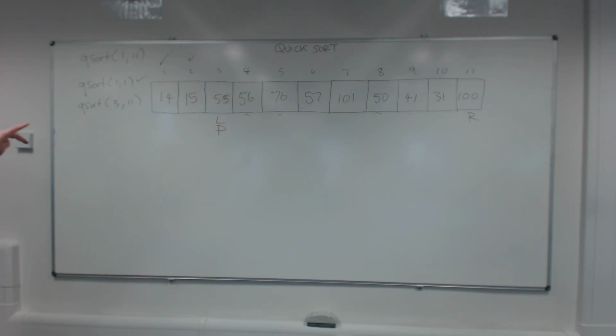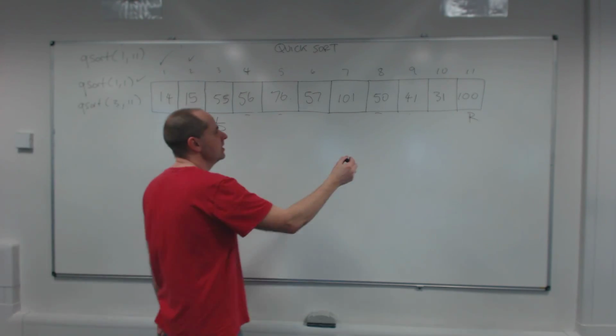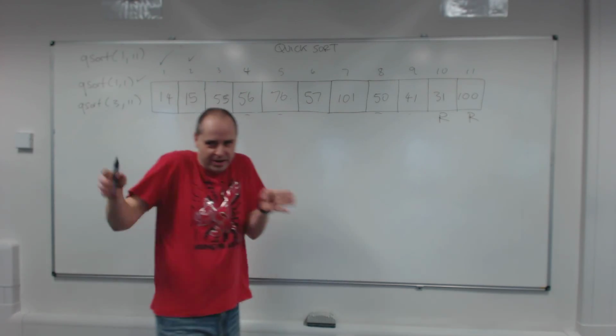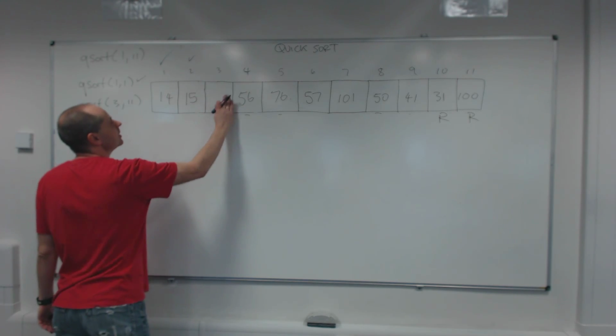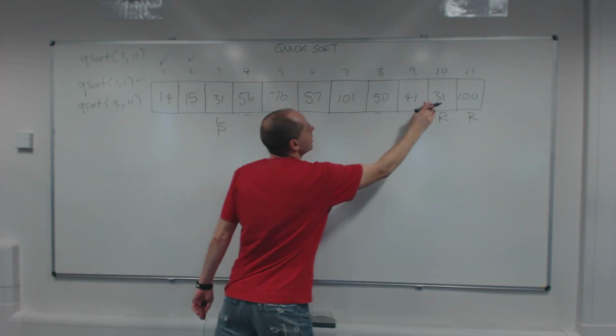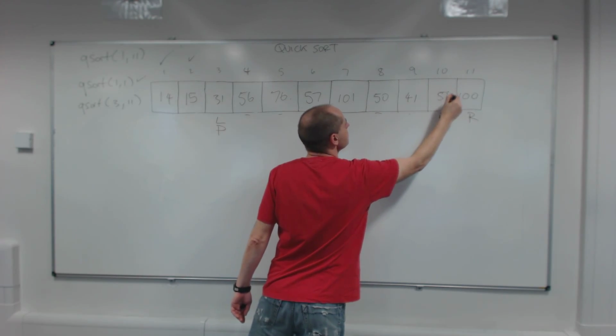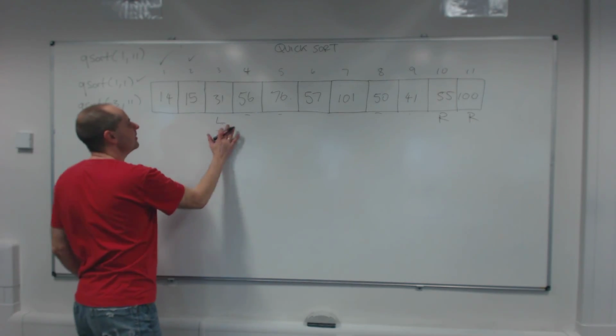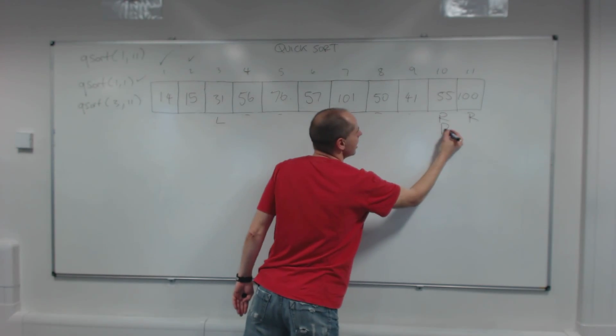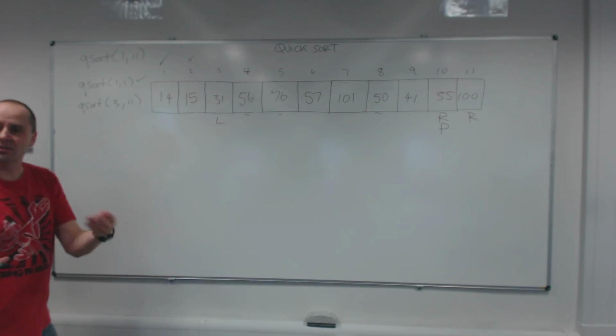So, 55 and 100, no, they're okay, they're in the right order. Let's move in the right pointer. So we're bringing the pointers together. Right, 31 and 55, they are in the wrong order, so I'm going to switch them. 31, 55. The pivot has to stay with that 55. That's the only thing you can mess up when you're going through this.